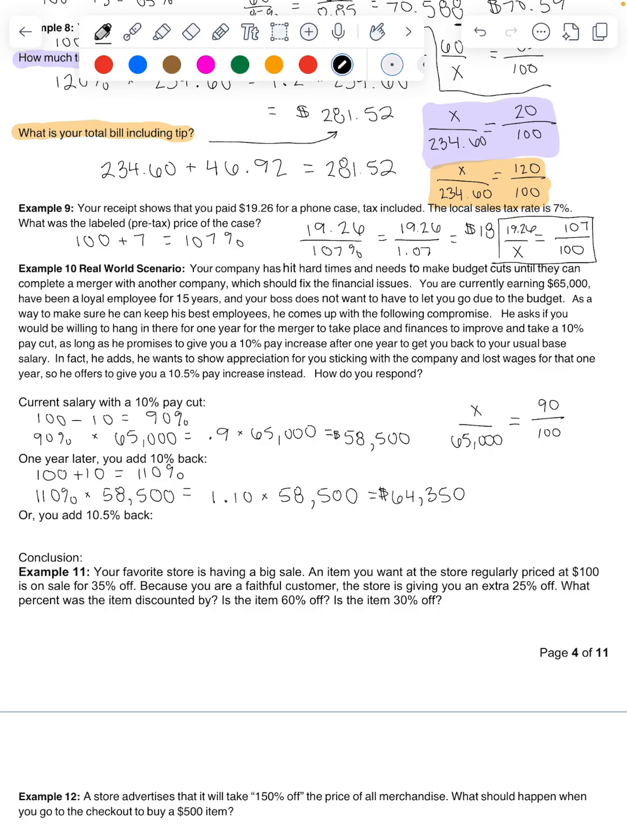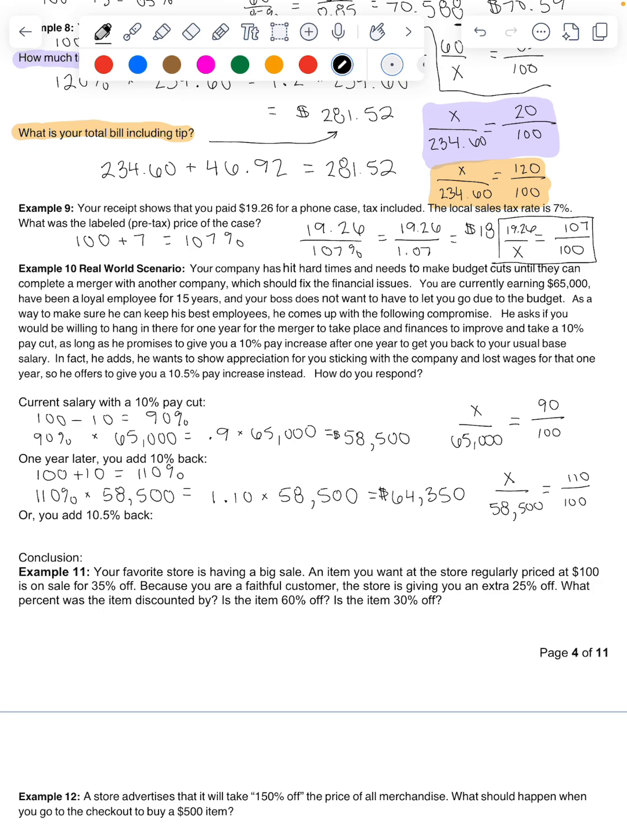So if I wanted to set this up as a proportion, I have 110%. My 100% salary is now 58,500. I know in the previous step, I had a different 100% salary, but that's because that's what I was starting with. I was starting with 65,000. Now I'm at a new place in my life. I'm starting with less money. So that goes next to the 100. I'm trying to figure out what the 110% of the 58,500 is.